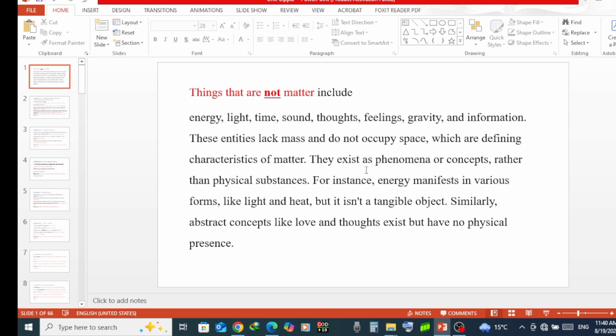They exist as phenomena or concepts. Rather, they are not physical substances. For instance, energy manifests in various forms, like light and heat, but it isn't a tangible object. Similarly, abstract concepts like love and thoughts exist but have no physical presence. Hence, these are not considered to be matter.